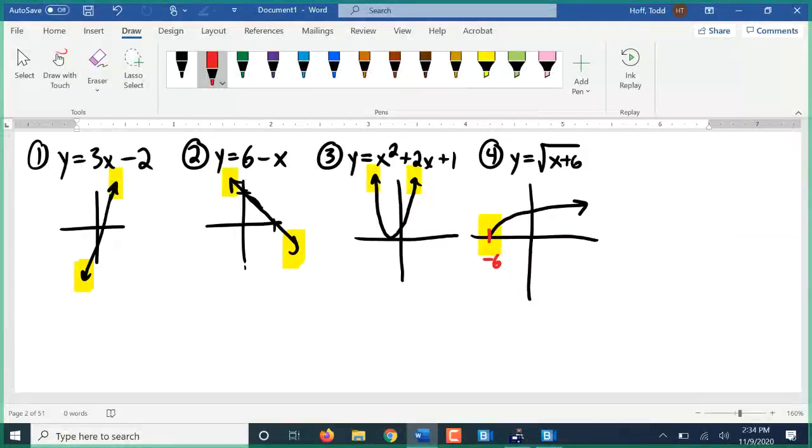If I put negative 6 in for x, I have the square root of negative 6 plus 6, which is 0. The square root of 0 is 0. That's fine. But if I put anything smaller for x, like negative 7, well, negative 7 plus 6 would be negative 1. And the square root of negative 1 cannot be done. So x cannot be smaller than negative 6 there. So it's what we call limits on the domain.